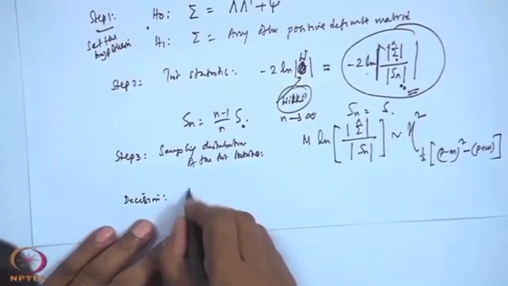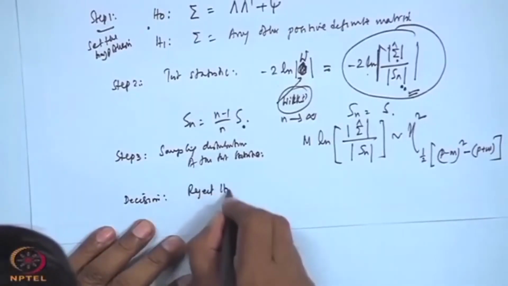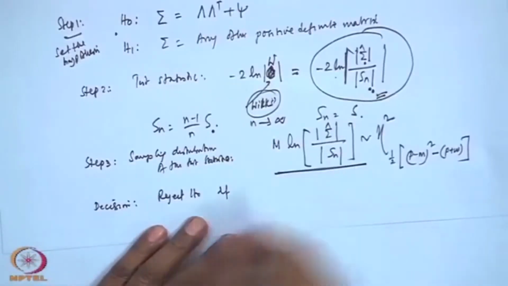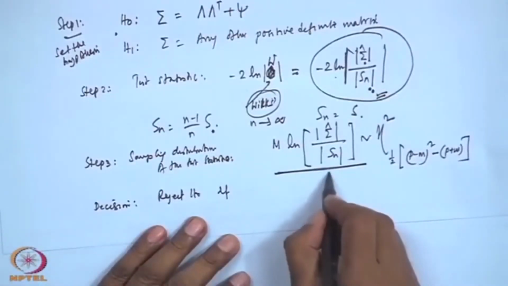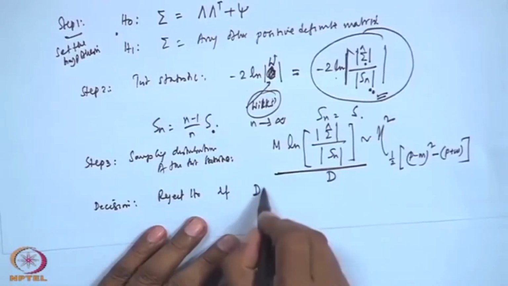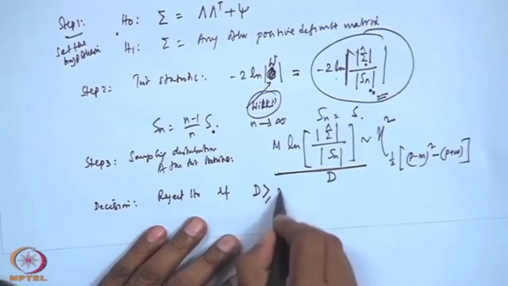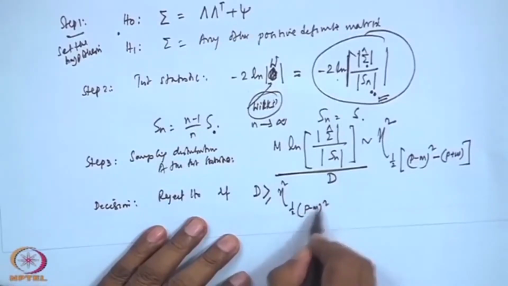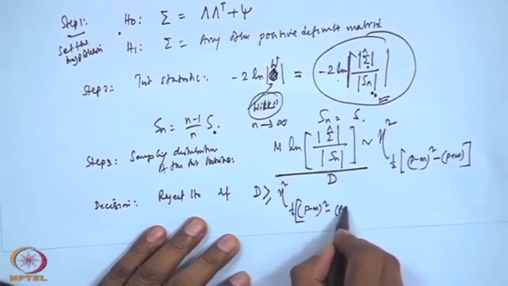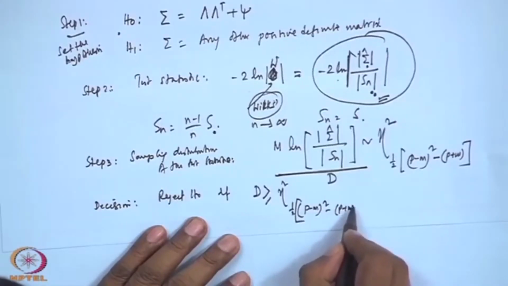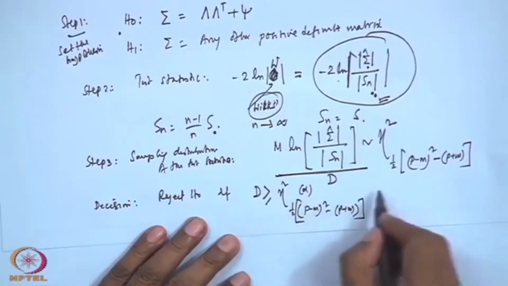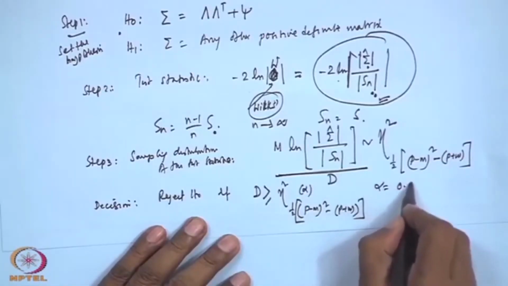Decision will be reject H0 if this total quantity, if I write it as D, is greater than or equal to chi square half, p minus 1 square minus p plus m, at level alpha, usually where alpha we take as 0.05.